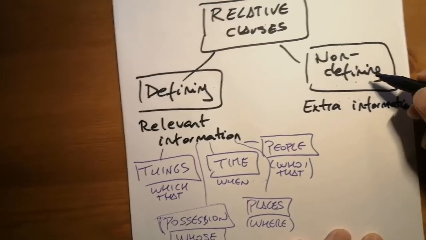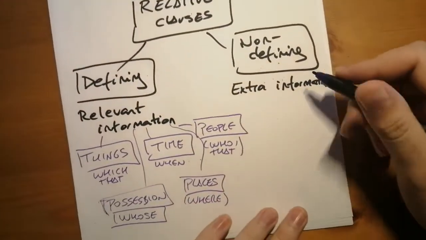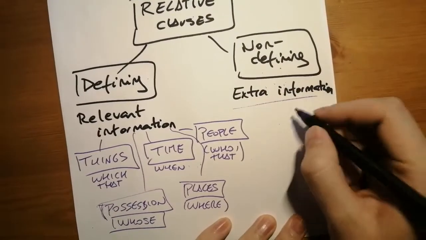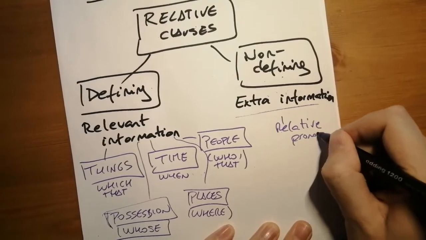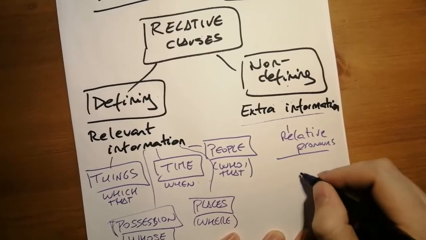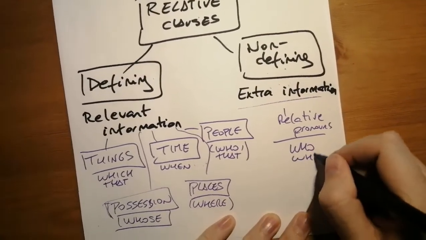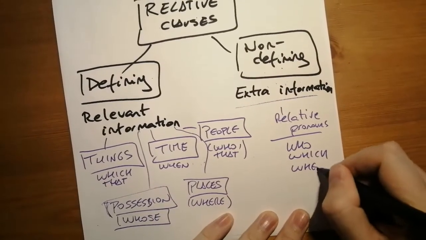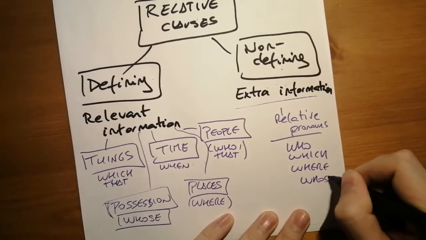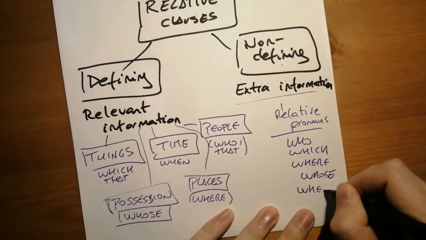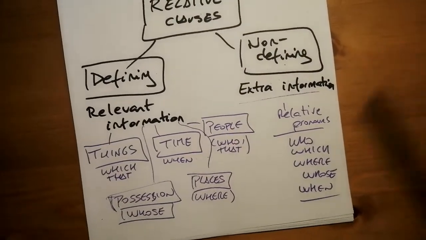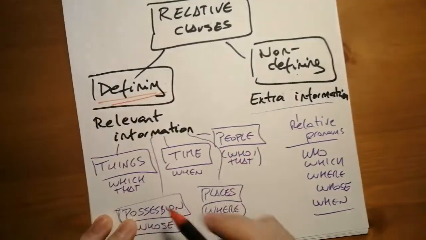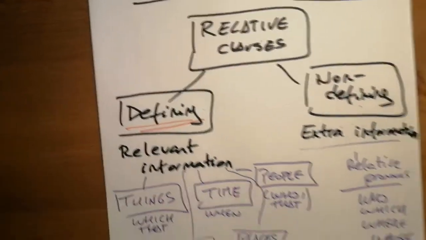And then the non-defining are almost the same because they also use relative pronouns for the extra information, which are the same. Okay, who, which, where, whose, and when. Okay, so now we're going to talk about the defining, but anyway, I'm going to use an example for both of them, right? So imagine.